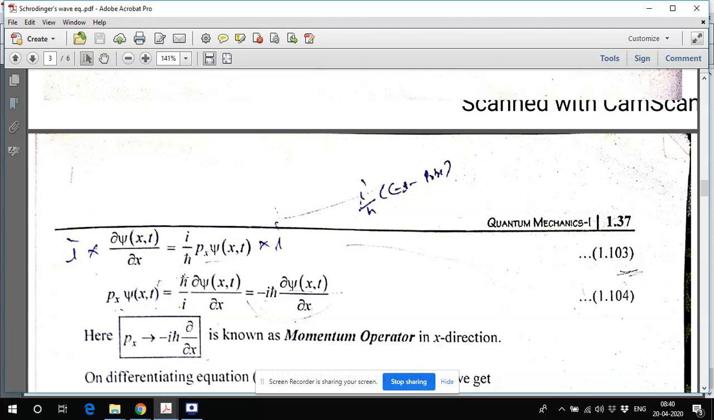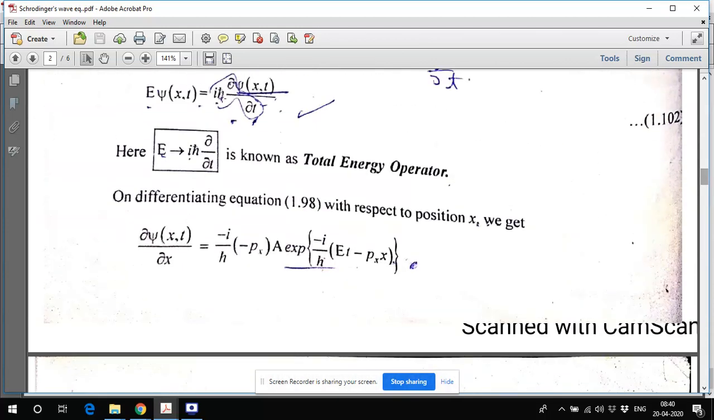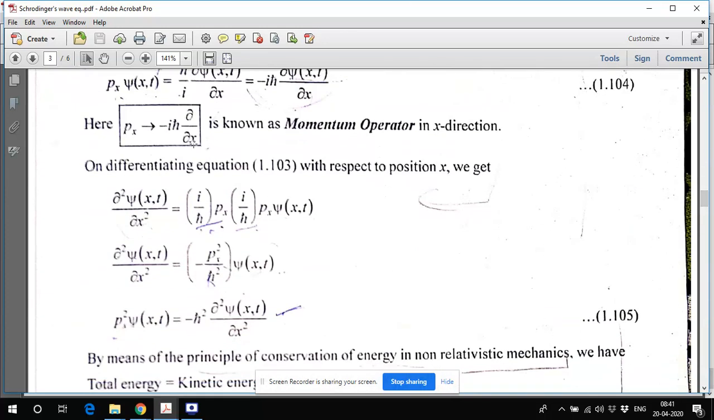So ħ, this is minus iota ħ ∂ψ/∂t. So this quantity I will get. And once again, if you compare these two equations, Px is my operator operating on ψ(x,t) to give me ψ(x,t). So this quantity, minus iota ħ ∂ψ/∂t, is known as the energy operator E, if we differentiate this equation with respect to t. If I differentiate with respect to x, this will give me the momentum operator.